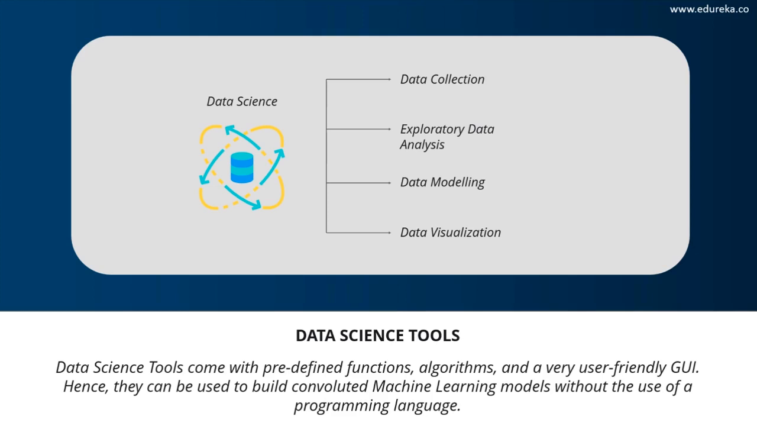So I've categorized the data science tools into four categories. The first category is for data collection, right? So we'll be discussing the tools that are used for data collection. Then there is exploratory data analysis, also known as data analysis or data exploration. Then we have data modeling, which is basically implementing your machine learning algorithms and building a model. Then we have data visualization, right?